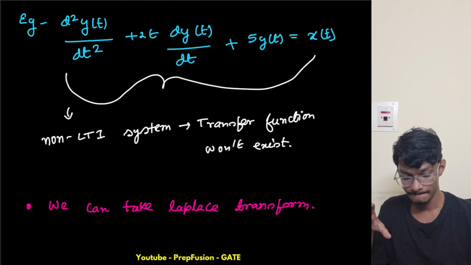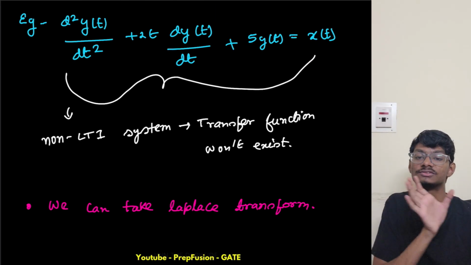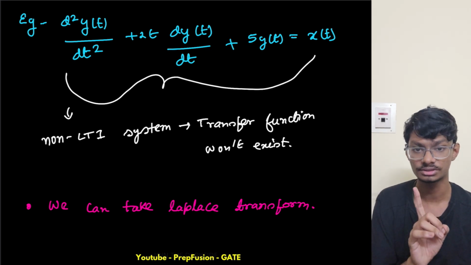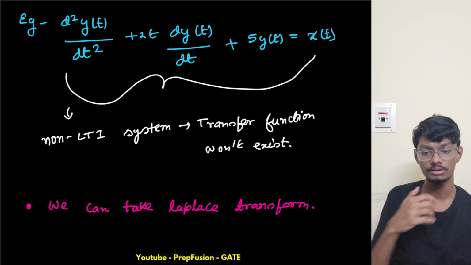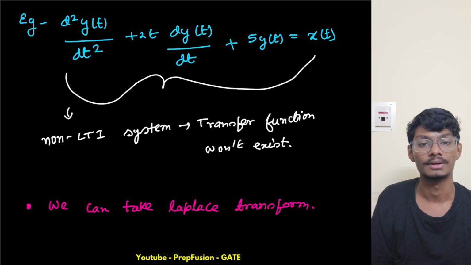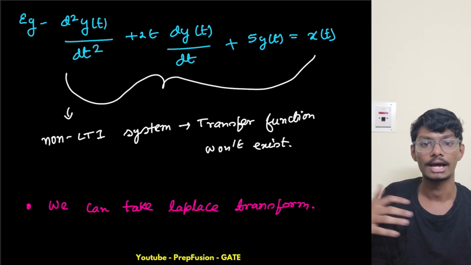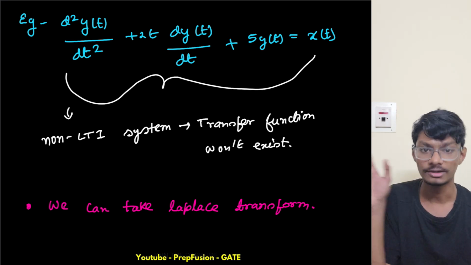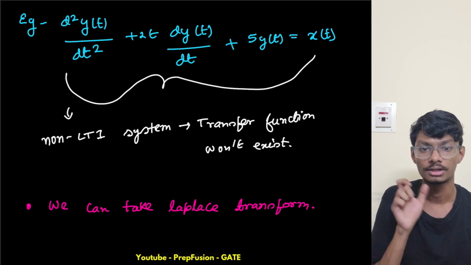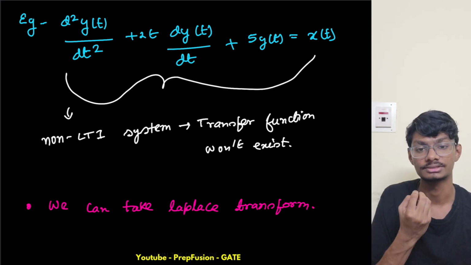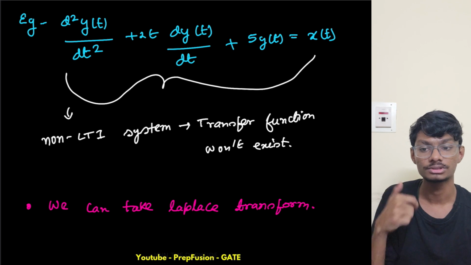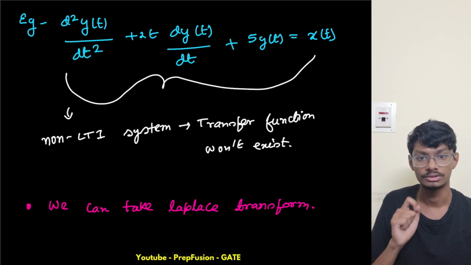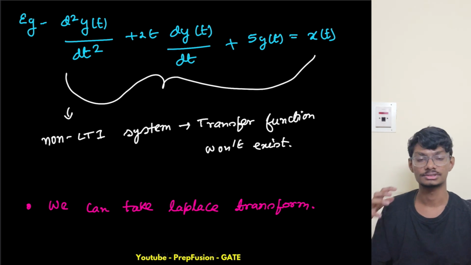Here we also understood that for a non-LTI system the transfer function may not exist, but we can always take the Laplace transform. That is not an issue, but the transfer function won't exist for a non-LTI system. Why? Because it is basically the Laplace transform of the impulse response. And the impulse response is valid for all systems, LTI and non-LTI, but we are mainly interested in LTI because the impulse response doesn't change with input. For other systems it may change.